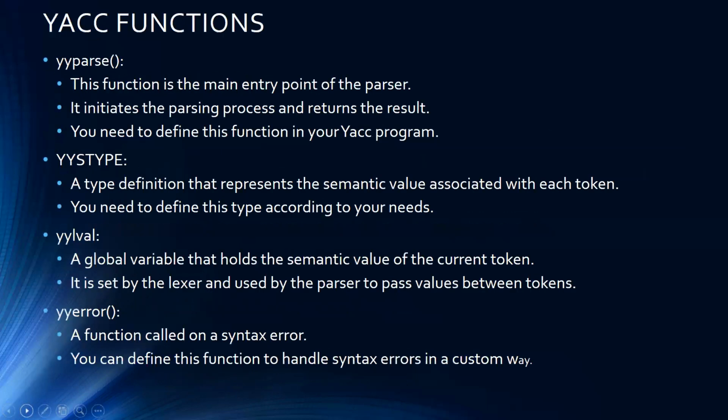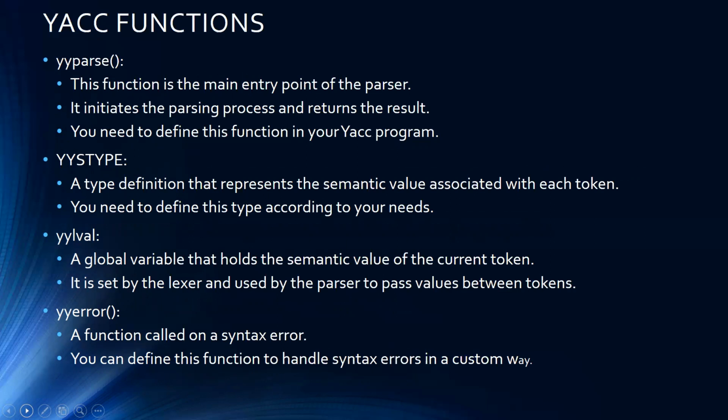So these are the Yacc functions. yyparse: this function is the main entry point of the parser. It initiates the parsing process and returns the result. You need to define this function in your Yacc program. YYSTYPE: a type definition that represents the semantic value associated with each token. You need to define this type according to your needs.